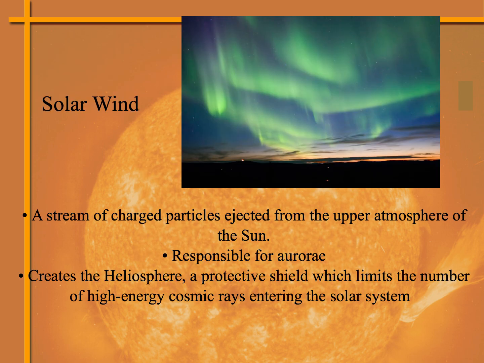The solar wind is composed of charged particles. The northern and southern lights, called aurora, are caused by this high-energy radiation interacting with the atmosphere. Here you see greenish lights that dance around in the sky. But aurora aren't always green. The color is determined by the element that is being interacted with and the altitude at which it occurs.